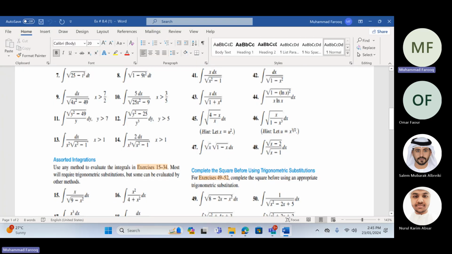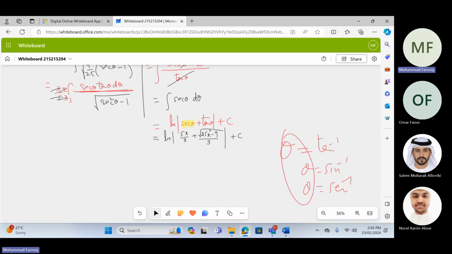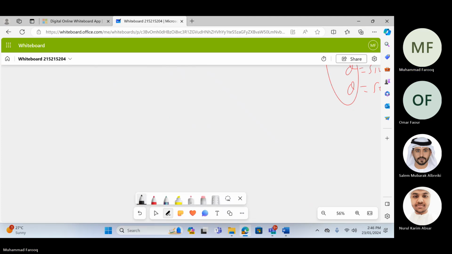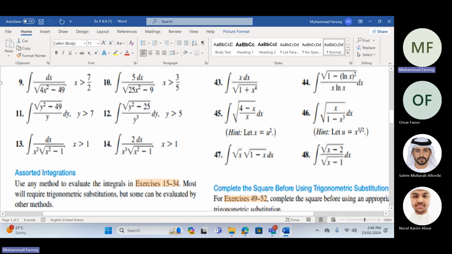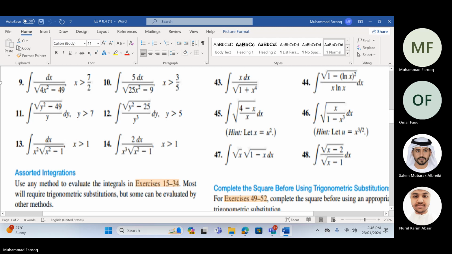Try question 14 now. Try yourself, please. Integrate 2dx divided by x cubed times the square root of x squared minus 1, where x is greater than 1.